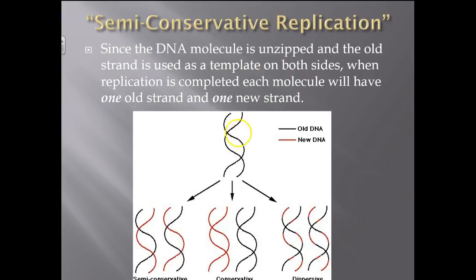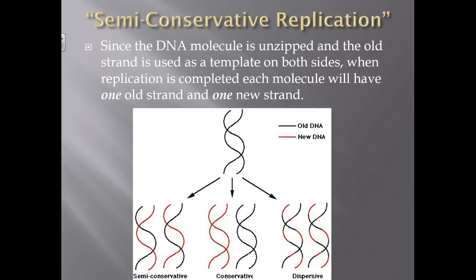If you look at this diagram, it says old, but I prefer original DNA. So the original DNA molecule is here, and this is how it actually copies. In semi-conservative replication, what happens is it keeps an old or original strand and it adds a new strand. So here's the original strand, and then here's the new strand that's been added. That's called semi-conservative.